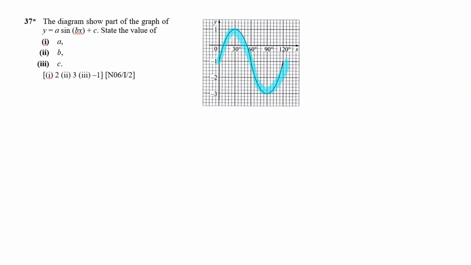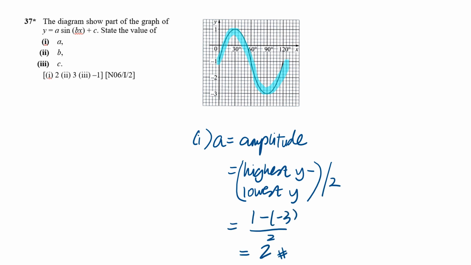Alright, so we have done some questions on trigo ratio. Let's try to do some curve sketching. For part 1, you're asked to find the value of A. So the A is actually the amplitude. To find amplitude is the highest y coordinate minus the lowest y coordinate divided by 2. If you look at the diagram carefully, this is our maximum point and the highest y coordinate is 1. This is our minimum point, the lowest y coordinate is negative 3. So it's 1 minus negative 3, divided by 2, gives you 2.